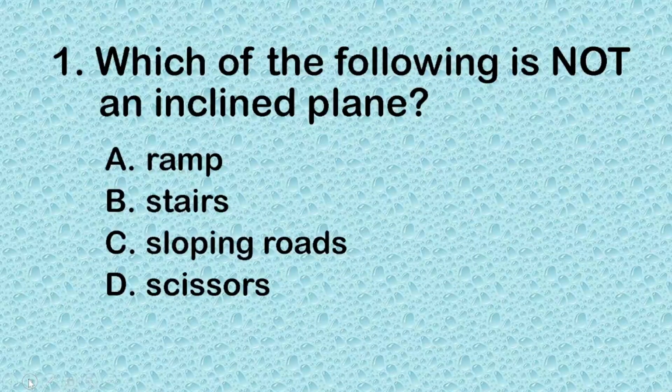Number 1. Which of the following is not an inclined plane? A. Ramp. B. Stairs. C. Sloping roads. D. Scissors. The correct answer is letter D. Scissors.